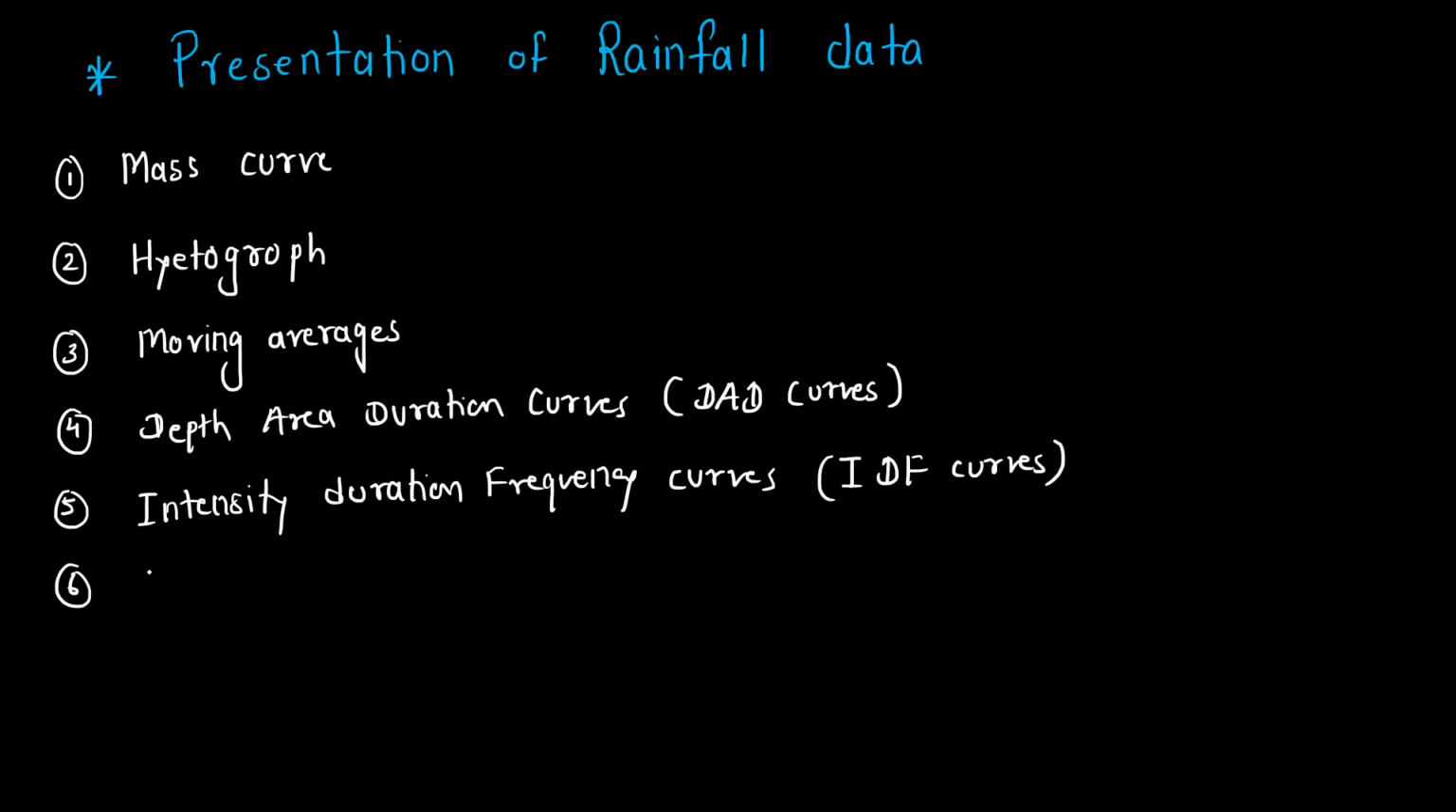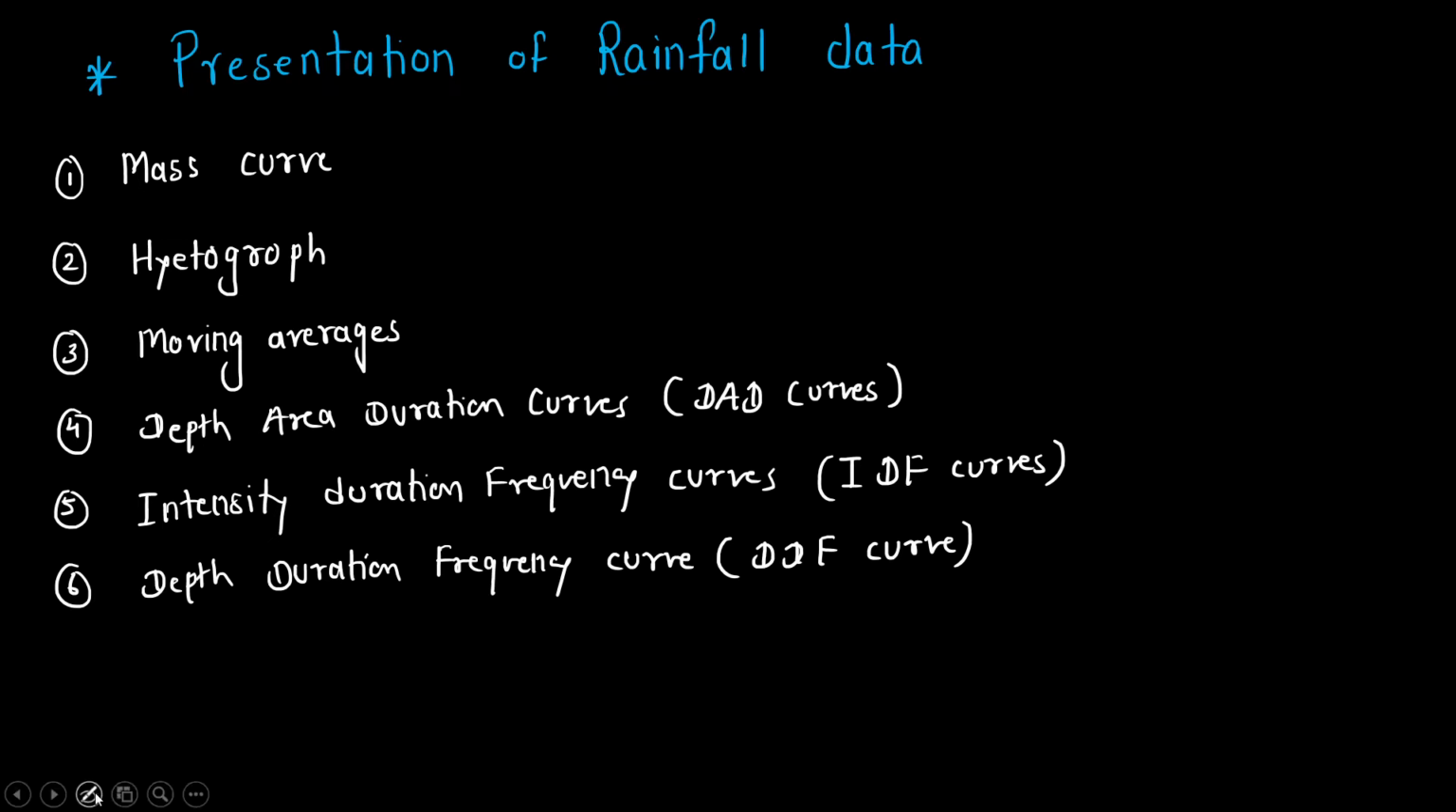And the last one is a depth, duration, frequency curve. So short form, it is DDF curve. So these are the 6 methods in which the data can be represented or presented. In this, the most important one is this hyetograph. So the main focus will be on this hyetograph concept only.